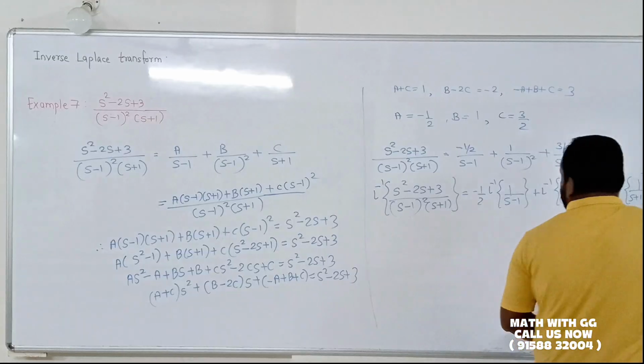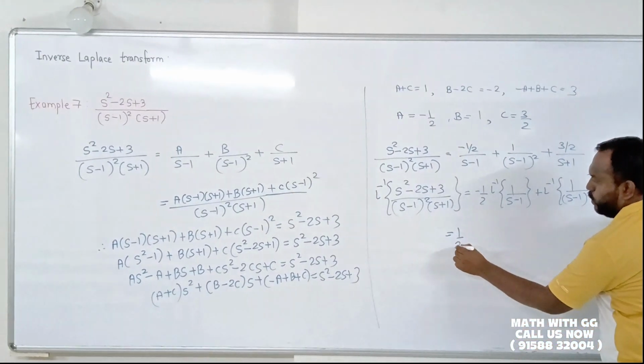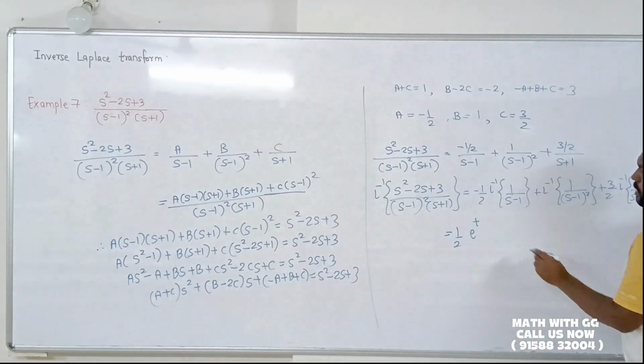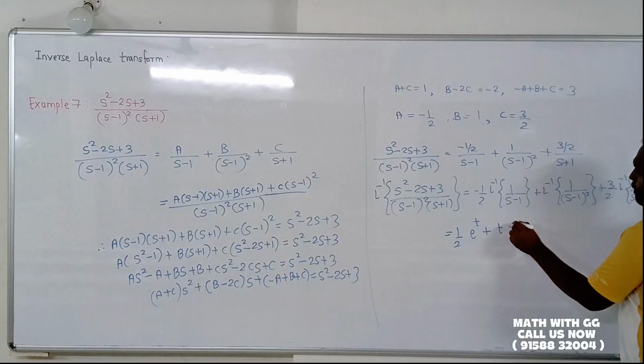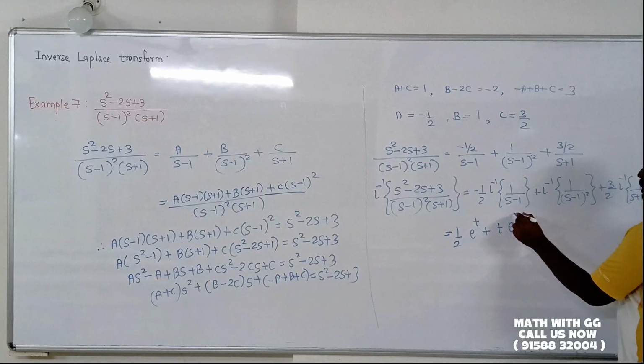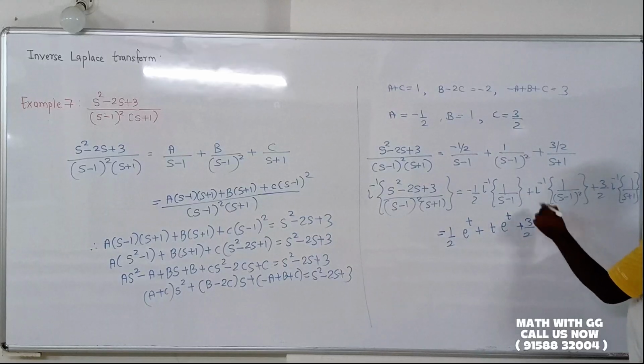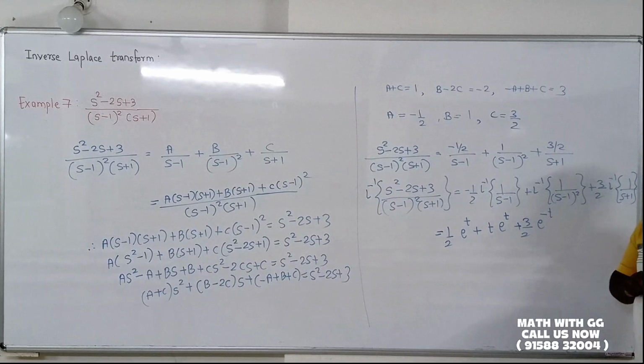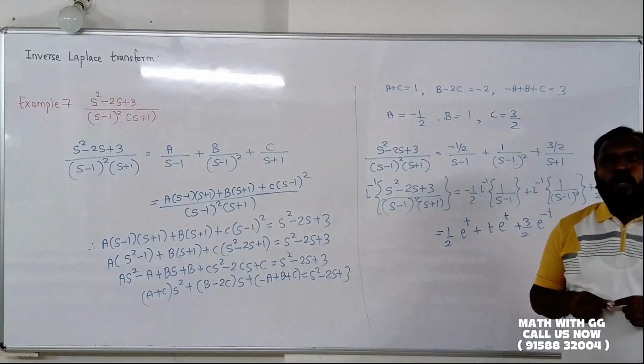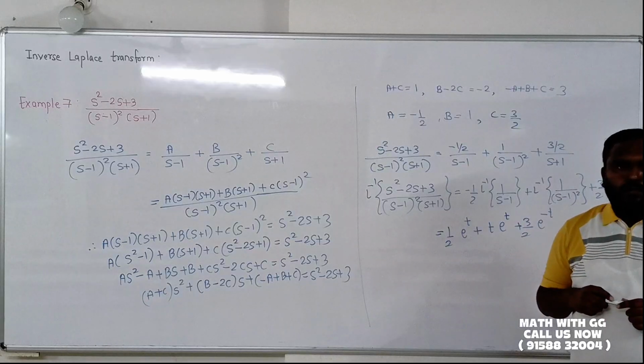If we replace these values here, we get −1/2 e^t plus t e^t plus 3/2 e^(−t). So this is the inverse Laplace transform of the given example.